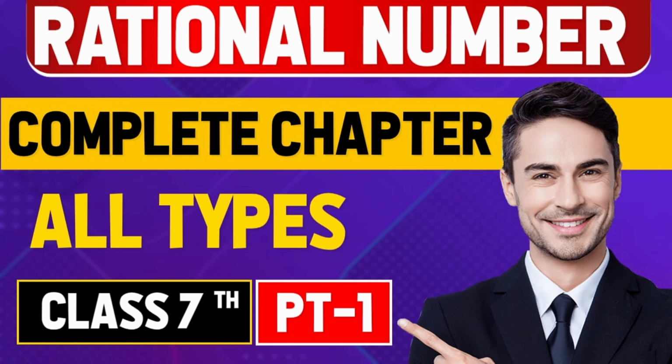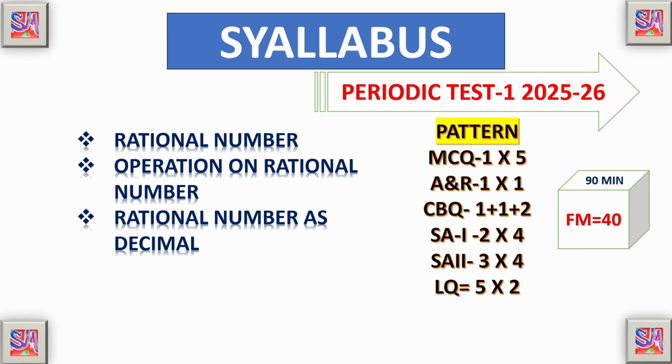Students, in this session we discuss the complete revision of the chapter Rational Numbers, the first chapter for your periodic test 1, 2025-26, class 7, DAB Public School Odisha zone. Here we cover all the types of questions from this chapter. So let us start. Before we start, first of all, we discuss the syllabus for your periodic test 1.